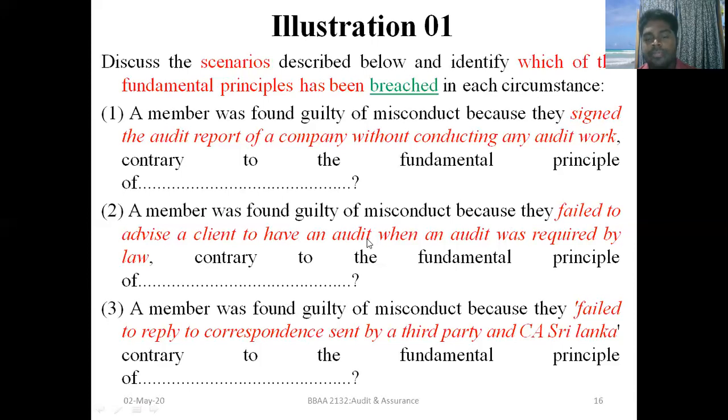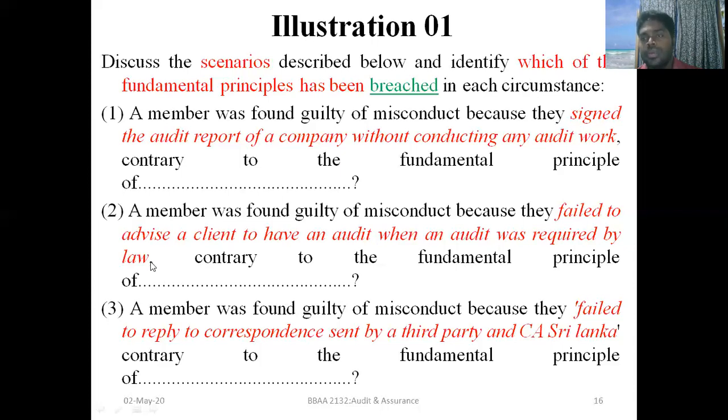Second one: a member was found guilty of misconduct because they failed to advise a client to have an audit when an audit was required by law. This is contrary to the fundamental principle of which principle? The particular member was found guilty of misconduct because they failed to advise a company to have an audit when an audit was required by law.